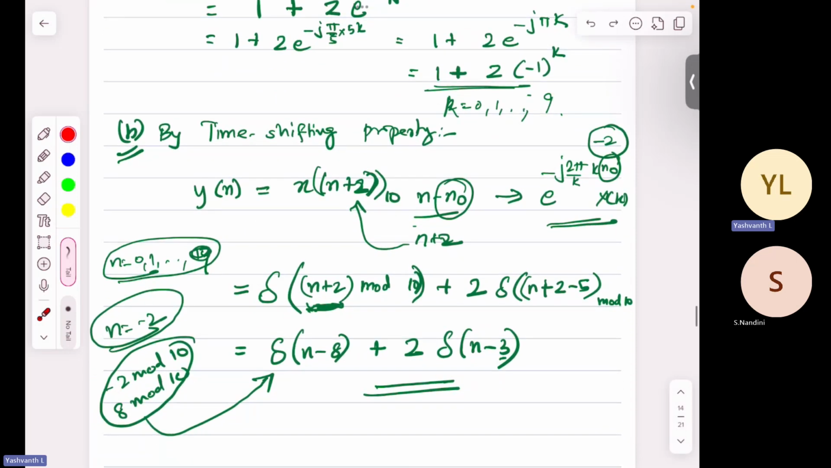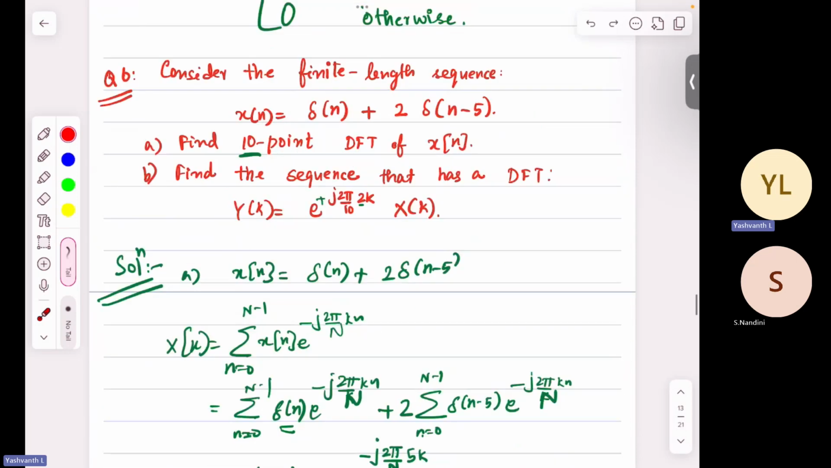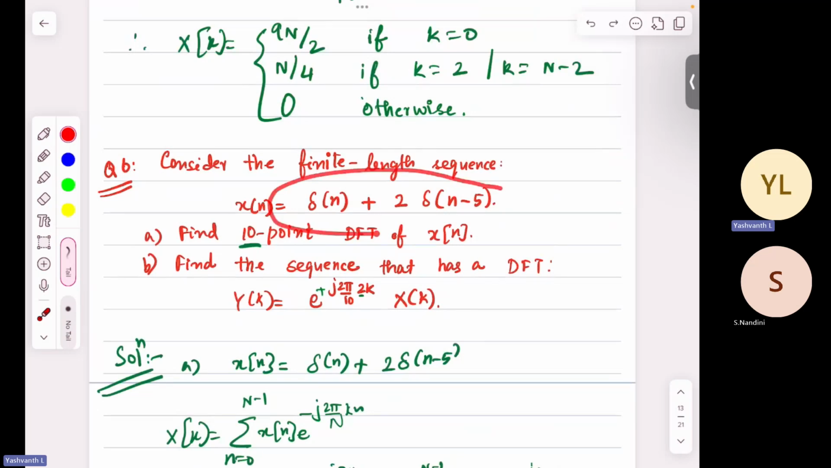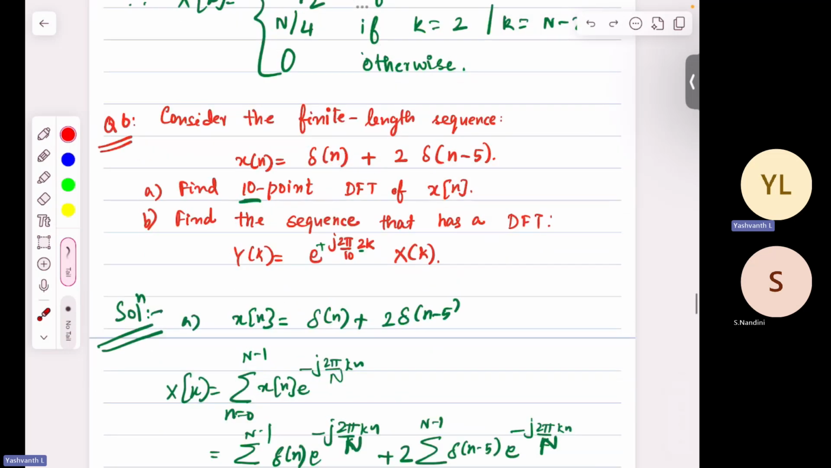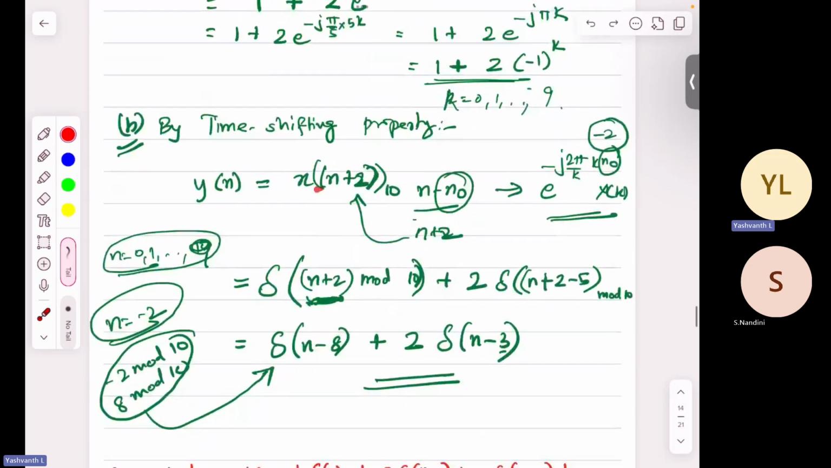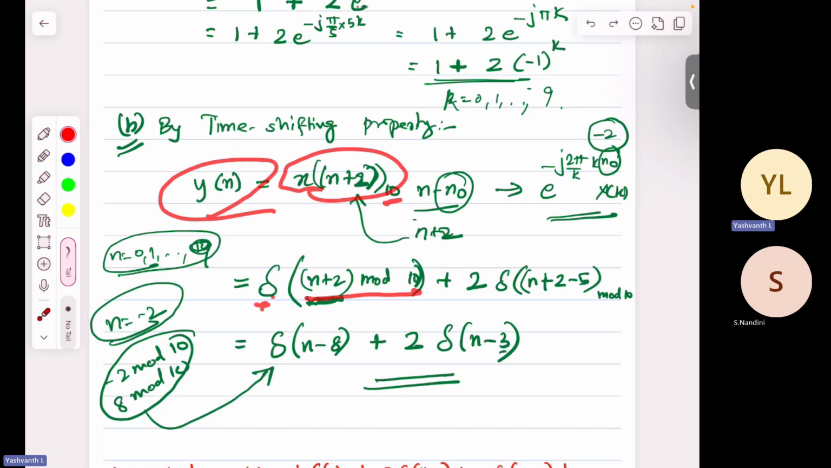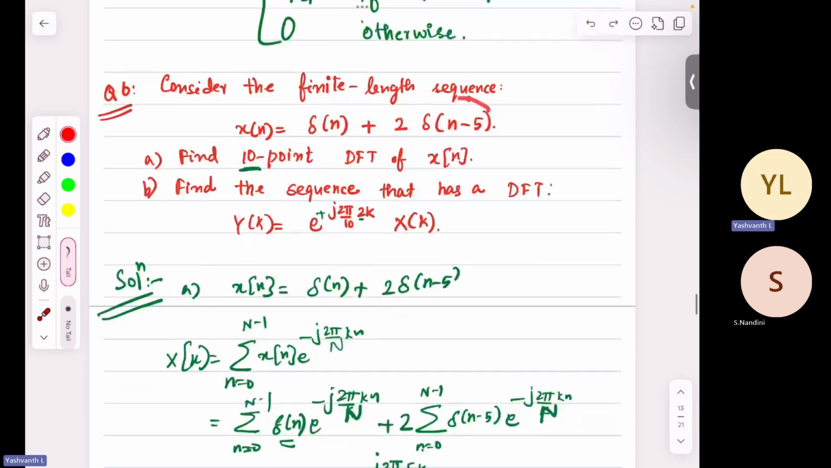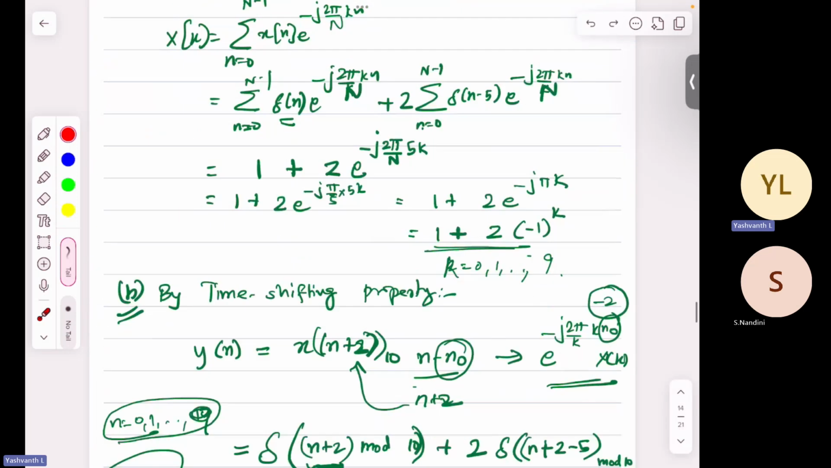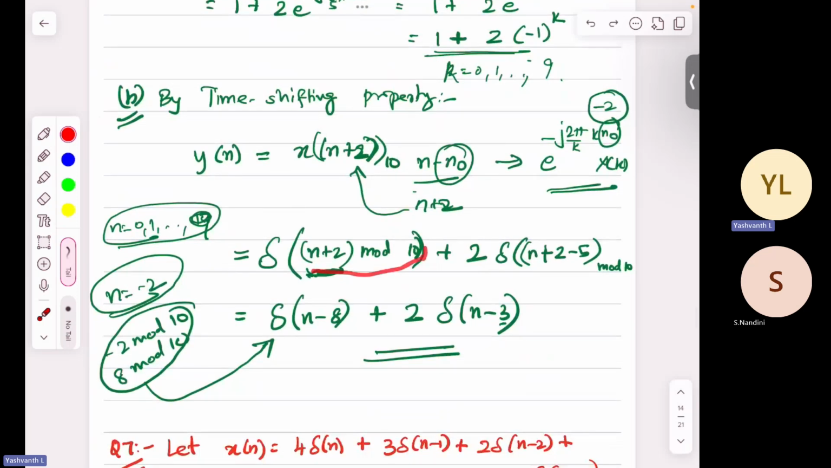Okay. Therefore, what is your x of n? x of n is nothing but delta of n plus 2 into delta of n minus 5. Therefore, what you should do is x of n plus 2, mod 10. Therefore, your y of n is nothing but delta of n plus 2 mod 10, plus 2 into delta of n plus 2 minus 5 mod 10. Why minus 5? That's because it is given in the question, delta of n minus 5. Fine. Now, what is n plus 2 mod 10?